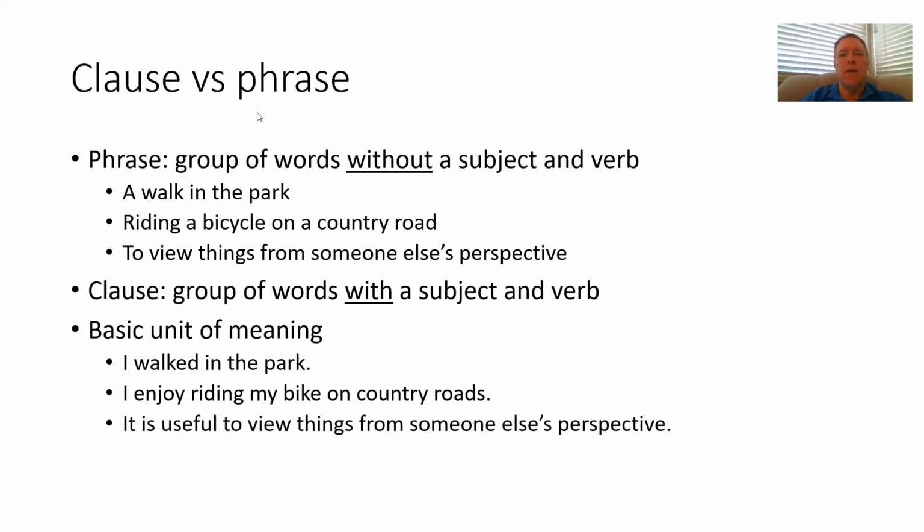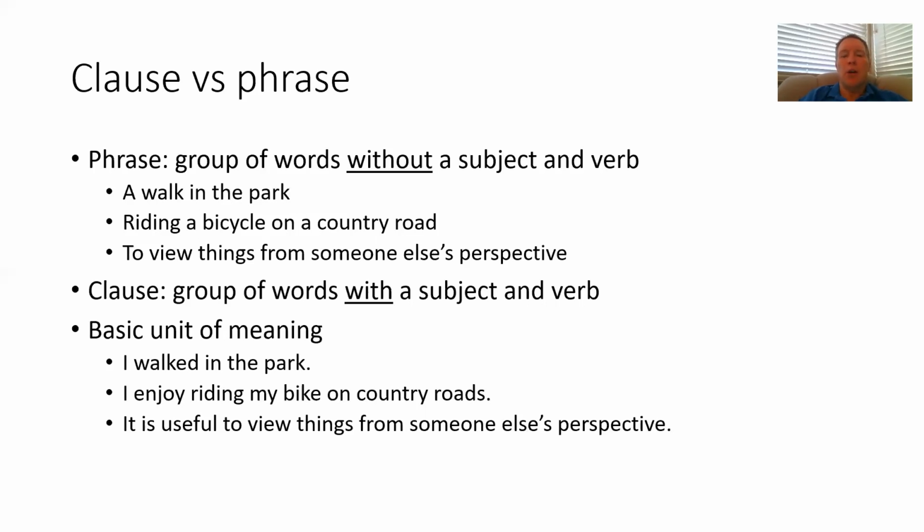So basically, clauses are groups of words. There are two different major groups of words in English, a clause and a phrase. So a phrase is a group of words without a subject and verb. If you can't identify subjects and verbs, make sure you view my video on identifying subjects and verbs. But basically, if we look at the examples, a walk in the park, riding a bicycle on a country road, to view things from someone else's perspective. These are all phrases. They're definitely groups of words, but they are not complete units of meaning. They do not have a subject and verb.